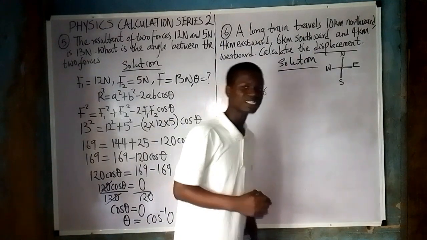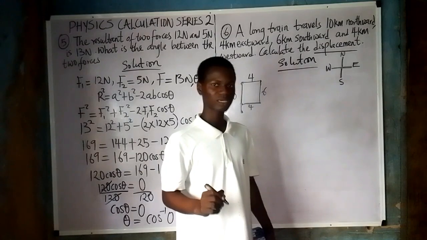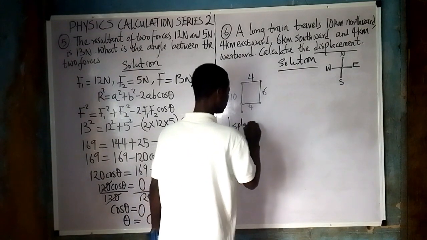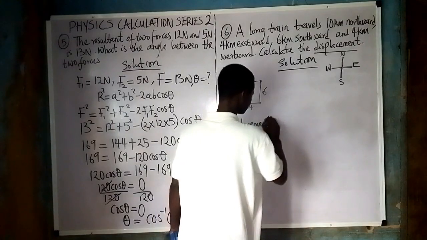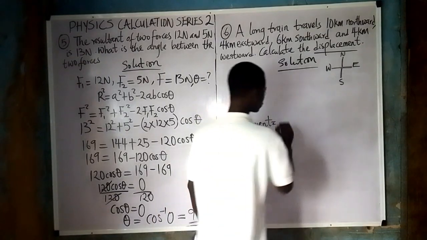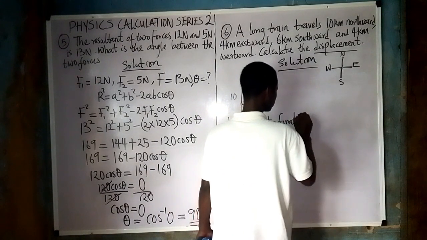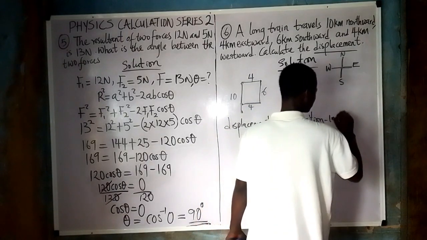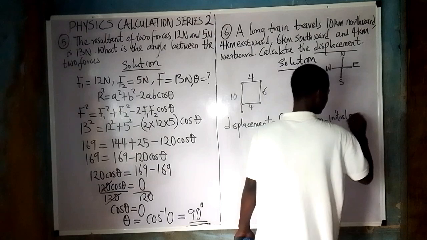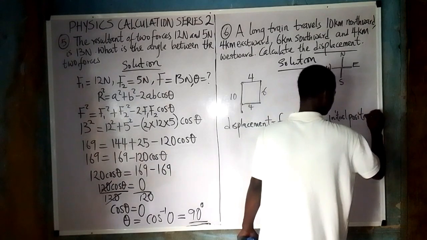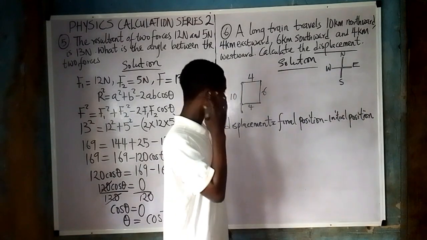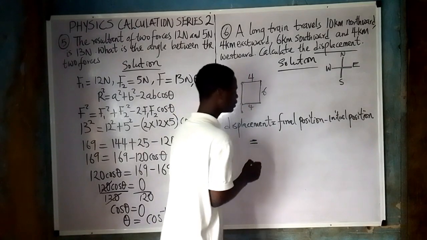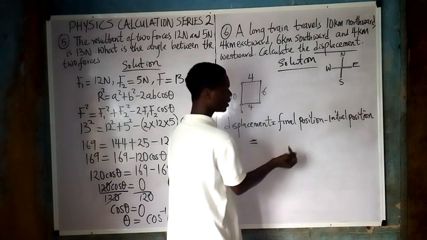So when they now say calculate the displacement. Displacement in this case, we will say displacement is equal to, what do we say displacement is equal to? Final position minus the what? Initial position. That is what we are going to use to get our displacement. Now watch. Why are we doing that? Because it's on a straight line. Where is the final position? Is it not here? Minus the initial position.